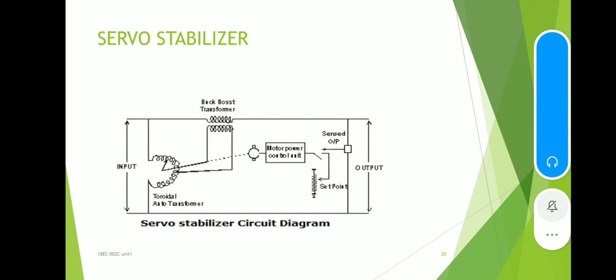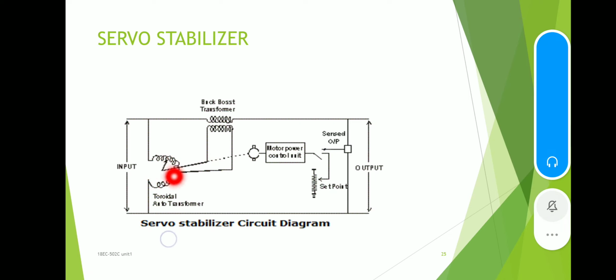Right. Now we will see the construction of the servo stabilizer. If you see this block diagram, this is the auto transformer, which is toroidal in shape. This is the buck boost transformer. In this buck boost transformer, the primary is connected such that one end is fixed, and the other winding is connected with the shaft to the toroidal transformer through the motor. This is the secondary of the transformer to the load.